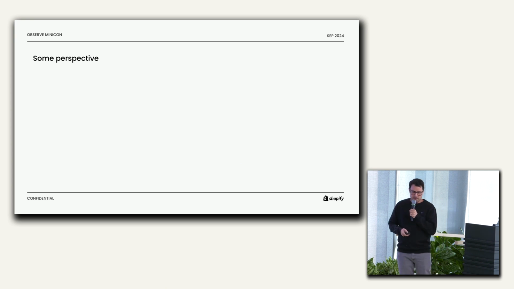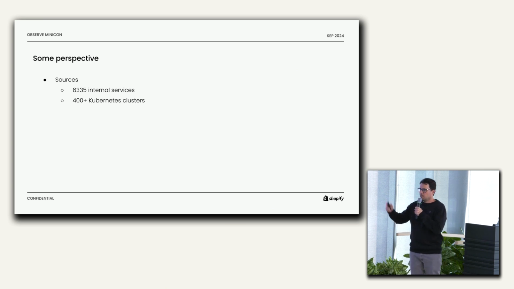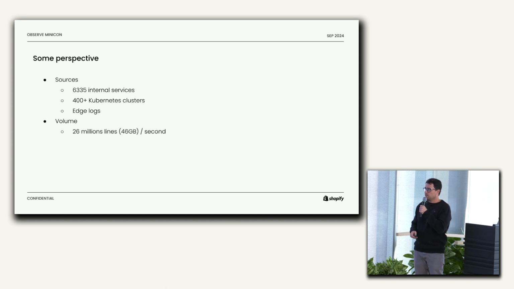Right, some perspective. Sources. We have over 6,000 internal services, more than 400 Kubernetes clusters, and as Andreas pointed out, this number goes up and down all the time. We also have external logs coming from Edge, and what that represents in terms of volume. It means 26 million lines or 46 gigabytes per second.